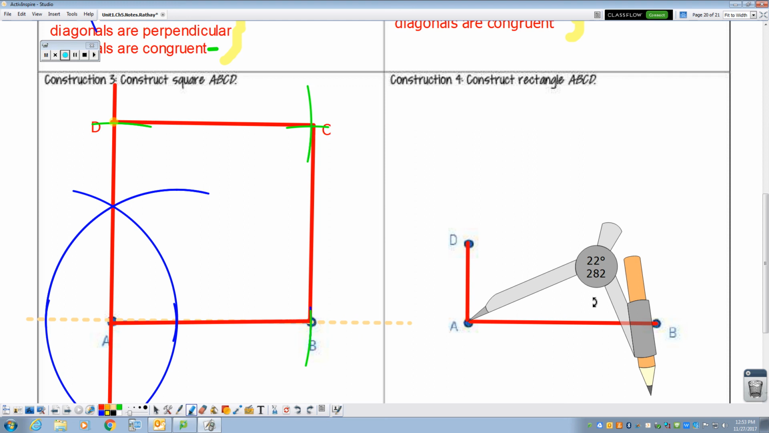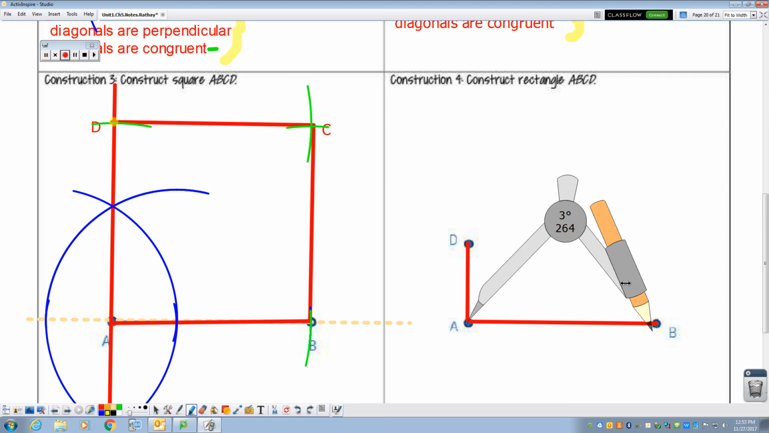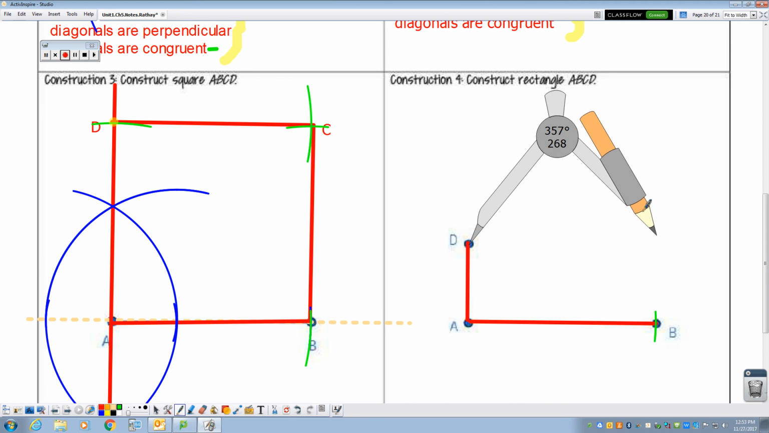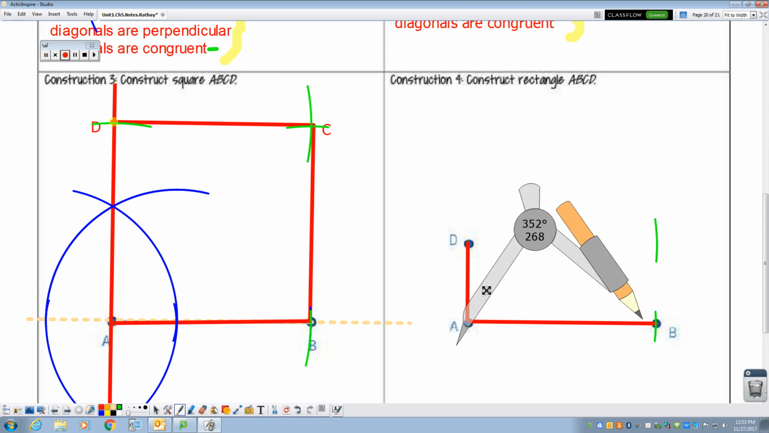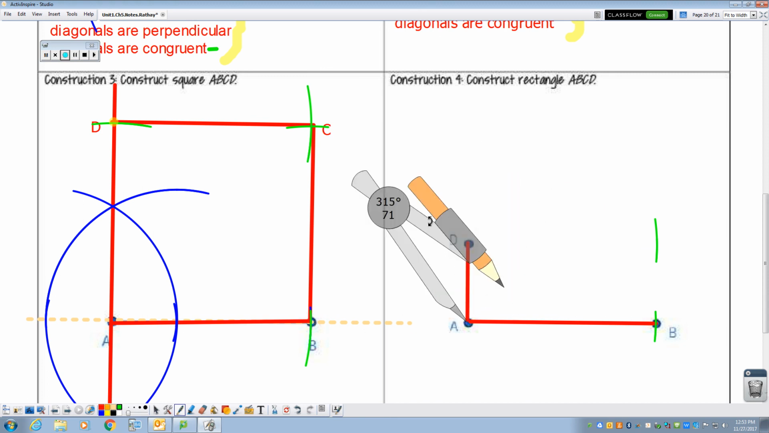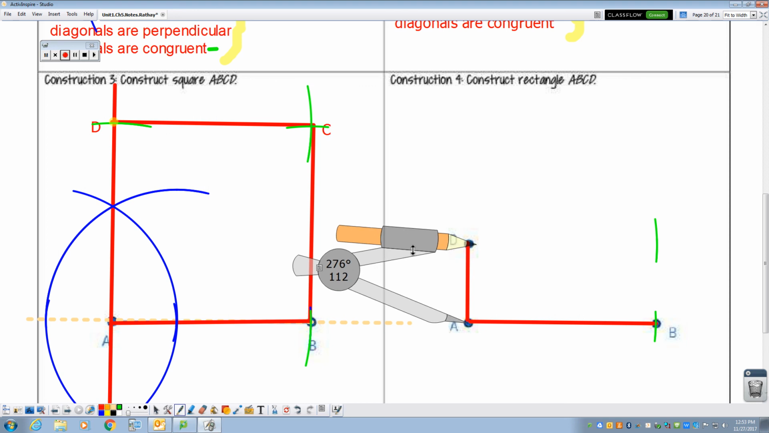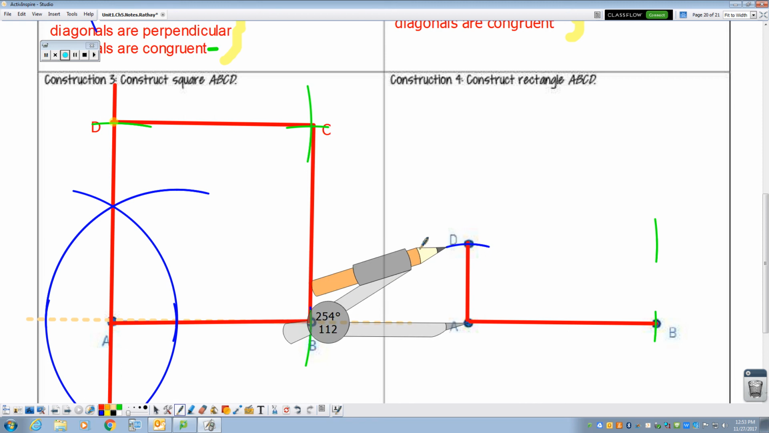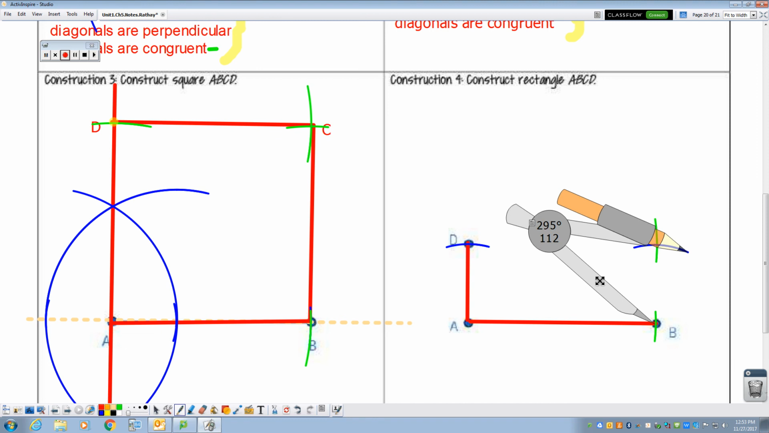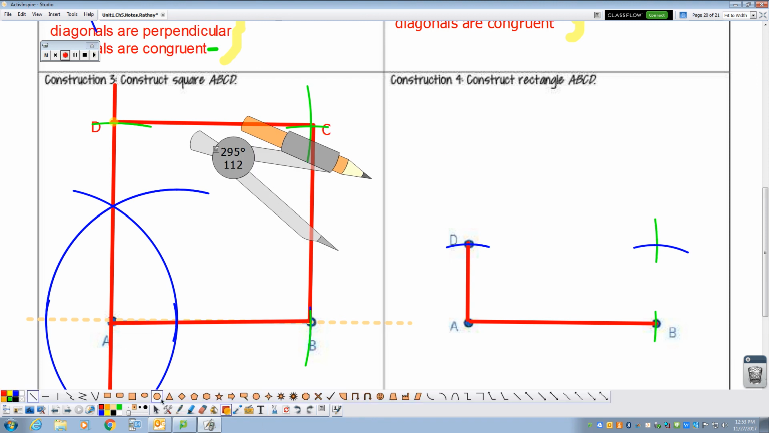Another option is to measure the length of AB. So there's the length of AB. Now the segment parallel to it has to have the same length. So from D, we have to go that same distance. And then I measure AD. And the segment opposite it has to have the same length. So B, we're going to have the same length segment here. And where those meet has to be my missing point.